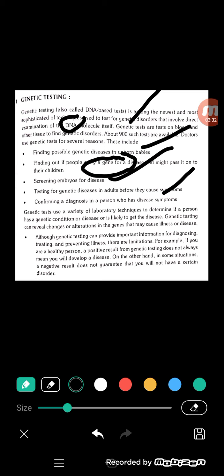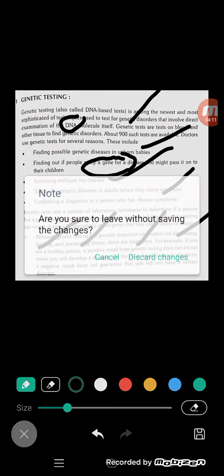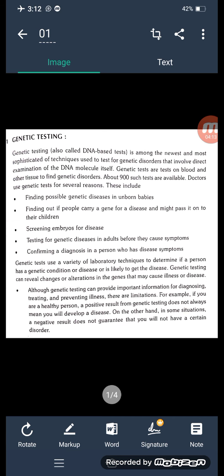And the next one, although genetic tests can provide important information for diagnosing, testing, and preventing illness, the limitations are also identified. For example, if you are a healthy person, a positive result from genetic testing does not always mean you will develop a disease. On the other hand, in some situations a negative result is not a guarantee that you will not have certain disorders. So this is the importance of genetic testing.